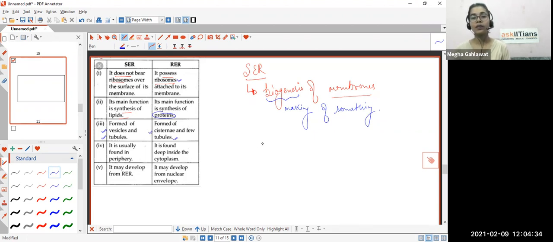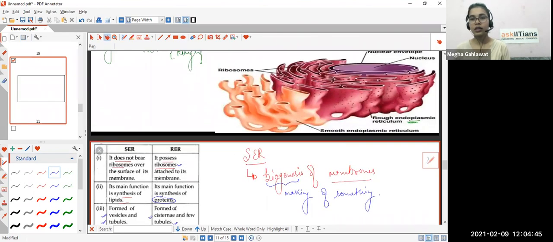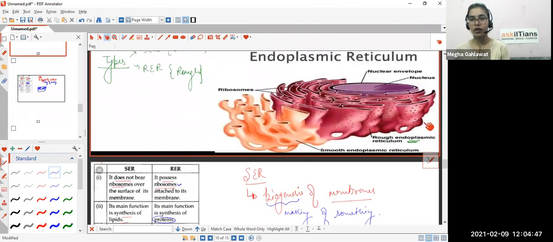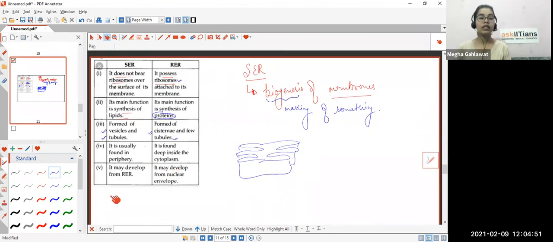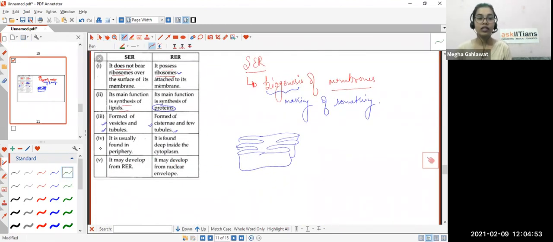What are cisternae? Cisternae are structures like this, which are present in continuation like this. Coming back to the diagram, you can see cisternae right here. These are the cisternae. Now back to the table. The smooth endoplasmic reticulum is found in the periphery. Periphery means it is found on the boundary. And the rough endoplasmic reticulum is found deep in the cytoplasm, or in the center.